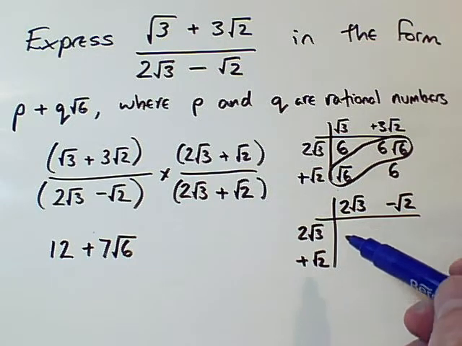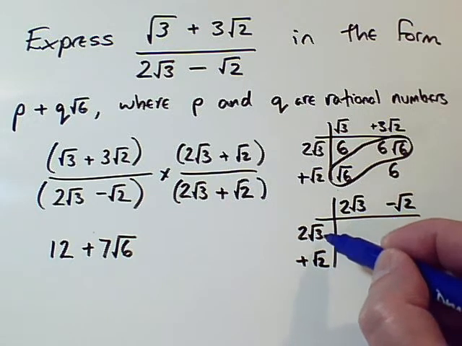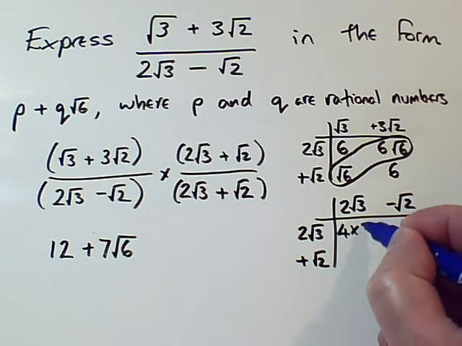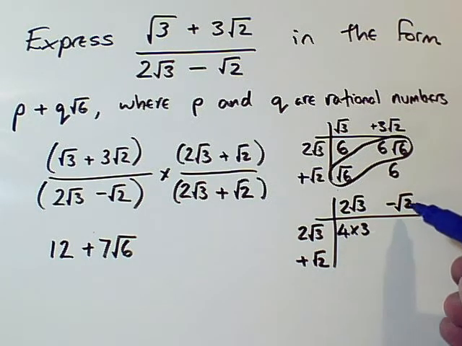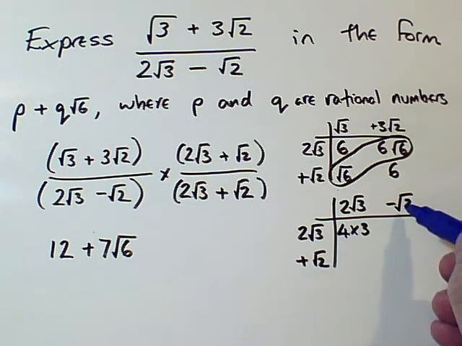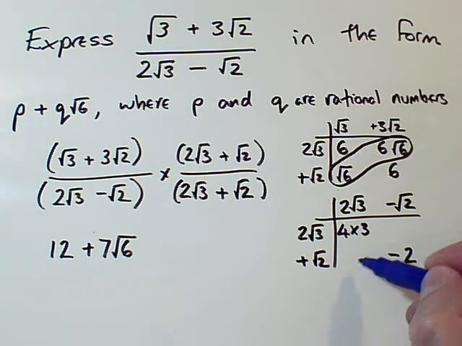On the bottom, I hope to get simplification. I've got root 3's times themselves. Root 3 times itself is 3, but I've got 2 times 2, so I've got 4 times 3 here. In the bottom right I've got a plus times a minus, so plus root 2 times minus root 2 is negative, and root 2 times itself is 2. And these two I expect to cancel.